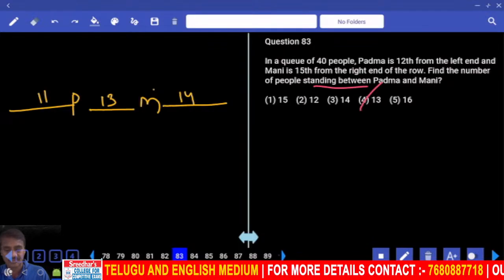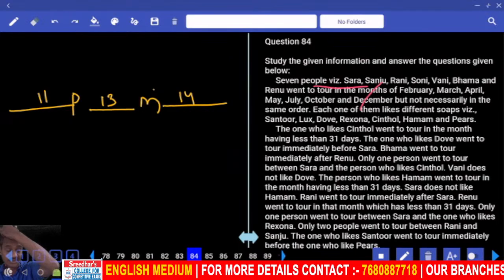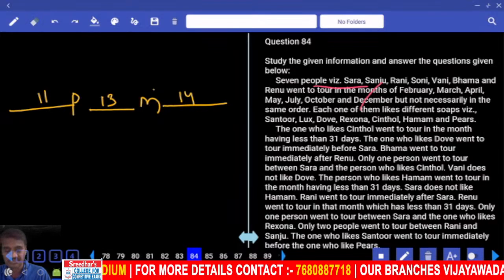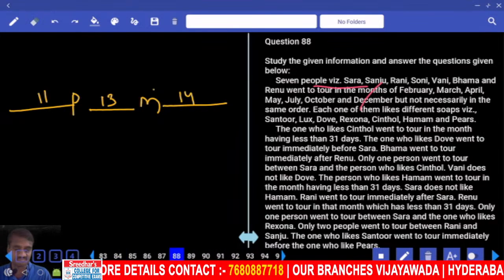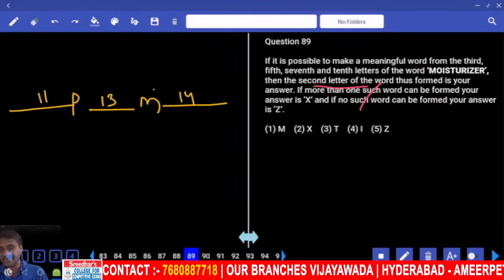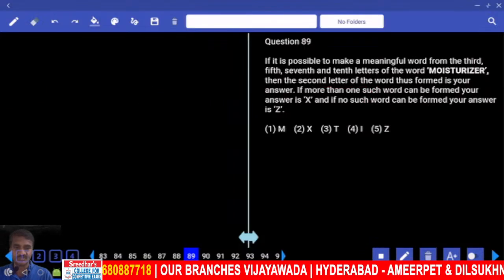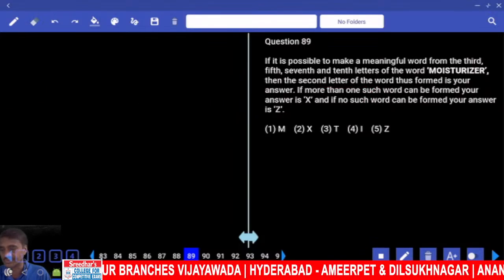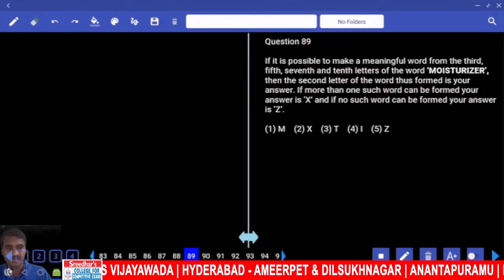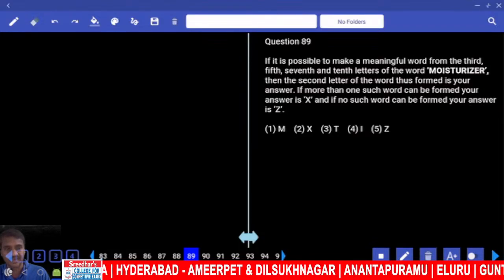Done? Then next one, 84 onwards. Now 84 onwards, again, month plus a parameter. Then 89. Now 89, word formation. Now word formation: is it possible to make a meaningful word with the 3rd, 5th, 7th and 10th letters?